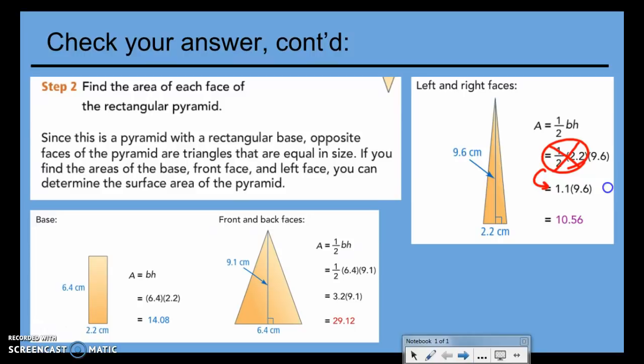Now remember, guys, just because there's a 1 does not mean it's going to be 9.6. If you multiplied it out, you'll see that. Okay? They did the same thing here. They went ahead and halved the 6.4 and got 3.2. So if you're wondering how they got 3.2, it's 3.2 is half of 6.4. Okay?